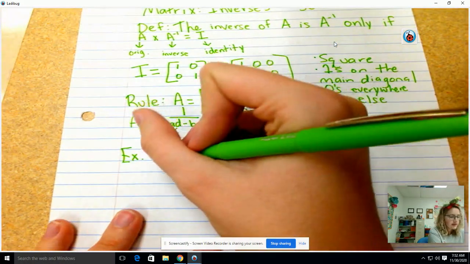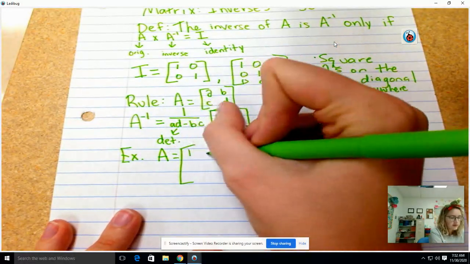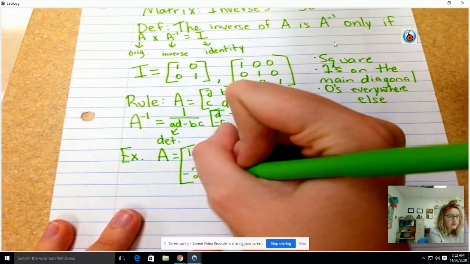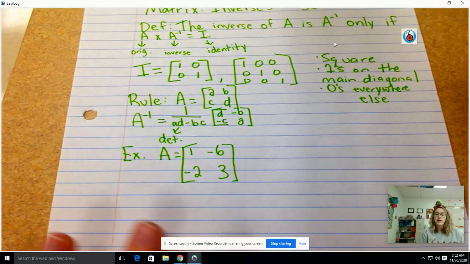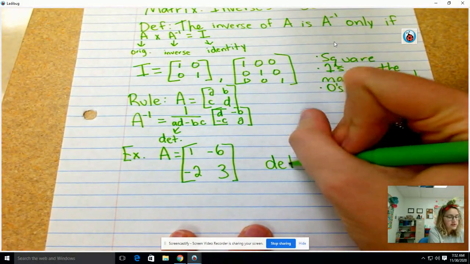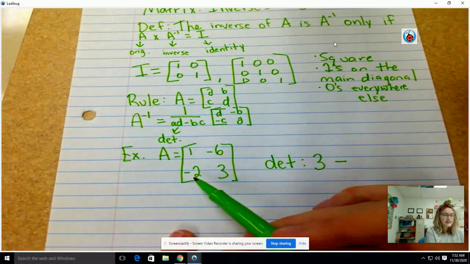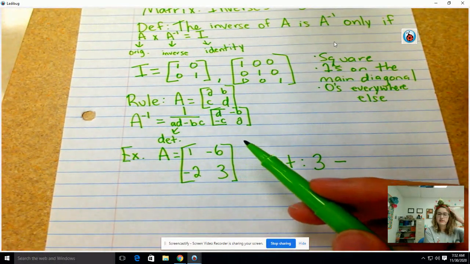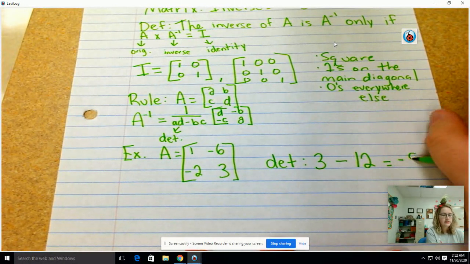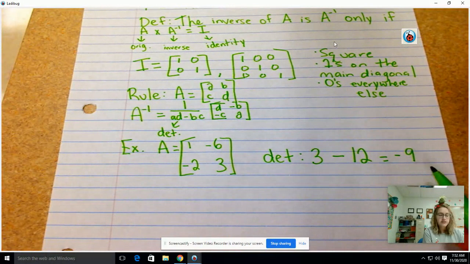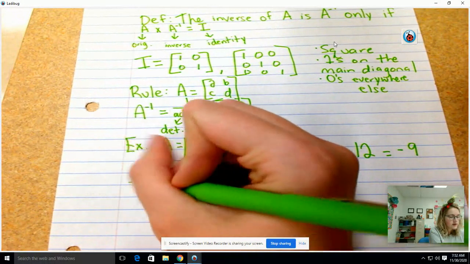So for example number 1, we are given A equals 1, negative 6, negative 2, and 3. The first thing we're going to do is find our determinant. So our determinant for this one is going to be 3 times 1, which is 3, minus negative 2 times negative 6, which is going to give me a positive 12. So 3 minus 12 is going to give me negative 9. Once I have this determinant, I'm going to put that under 1. So I'm going to have 1 over negative 9.